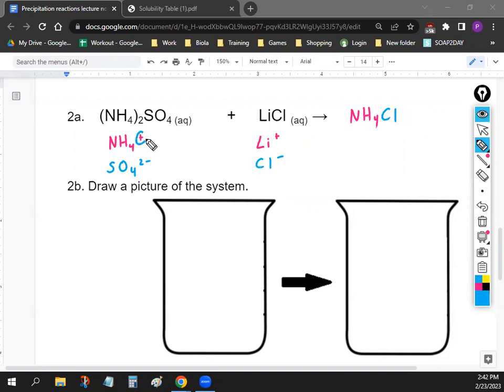Sure, it's NH4 plus 1 and minus 1. Yeah, it's balanced out. Sorry, maybe I should have rephrased it. The positive and negative energy balance each other out. Okay, now let's go to the next one.